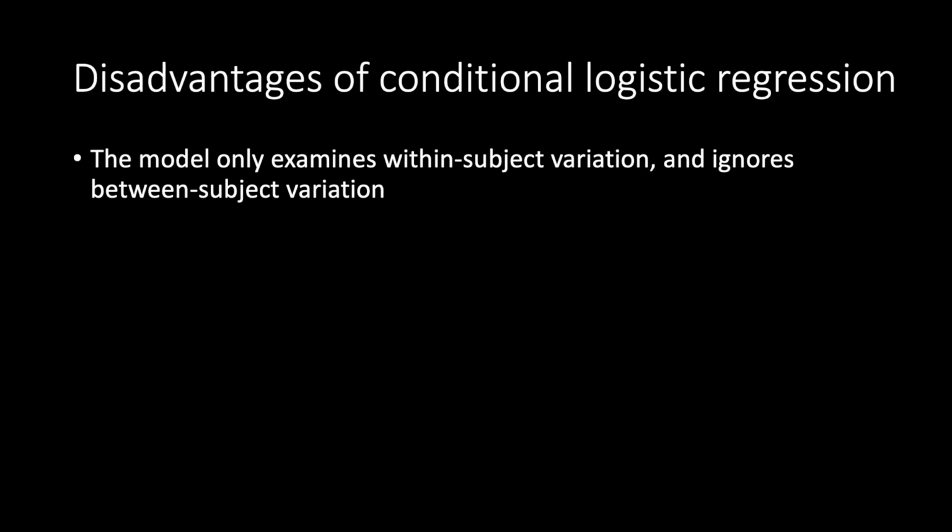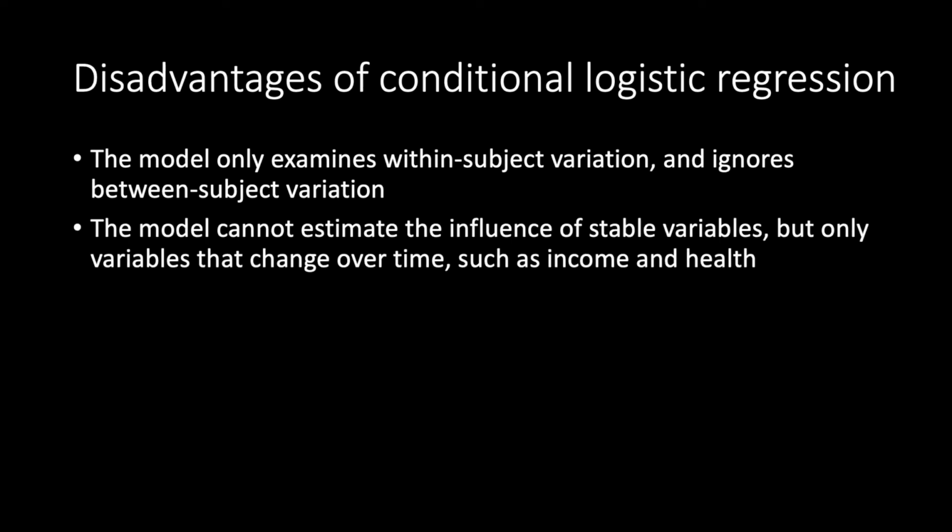On the other hand, these benefits are also limiting factors for the model. The conditional logistic regression will only look at within-person variation and ignores between-subject variation. Because of this feature, the model cannot estimate the influence of stable characteristics, but it will give you coefficients for variables that change over time, such as income and health. These independent variables in the model can be nominal, continuous, or binary. There are not a lot of restrictions about data types for the independent variables.